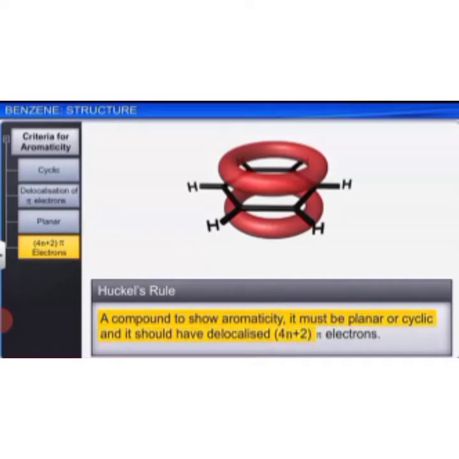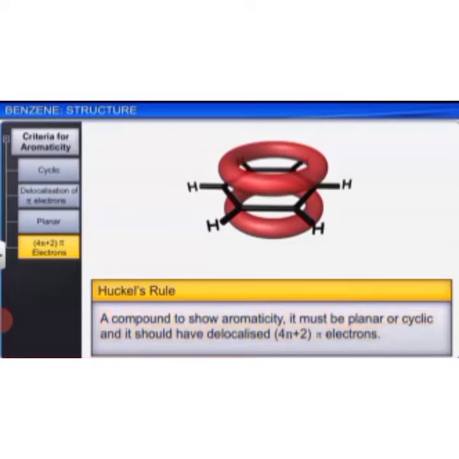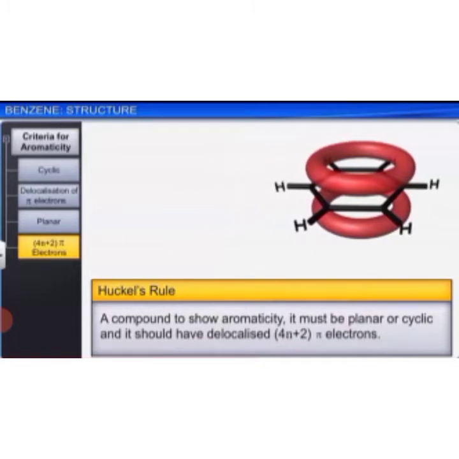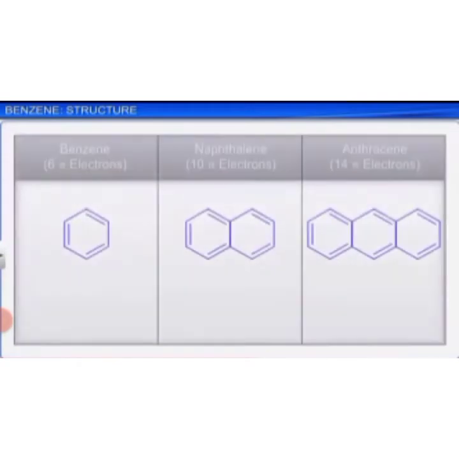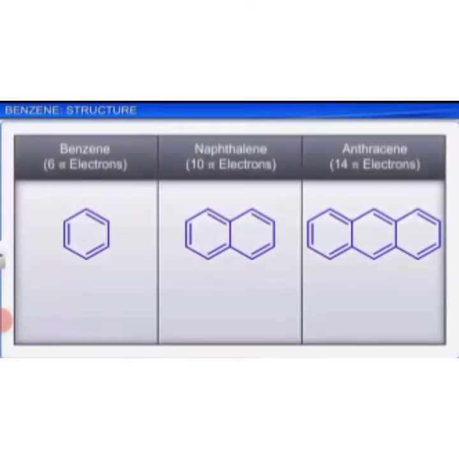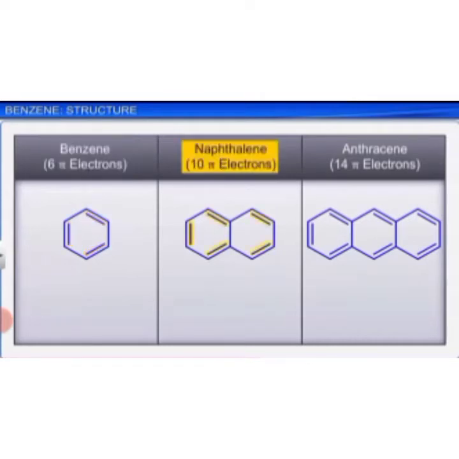Thus, according to Huckel's rule, the aromatic compounds should have a delocalized electron cloud of pi electrons, such as 2, 6, 10, 14 electrons. Examples of aromatic compounds are benzene with 6 pi electrons, naphthalene with 10 pi electrons, and anthracene with 14 pi electrons, when n is equal to 1, 2, 3, respectively.